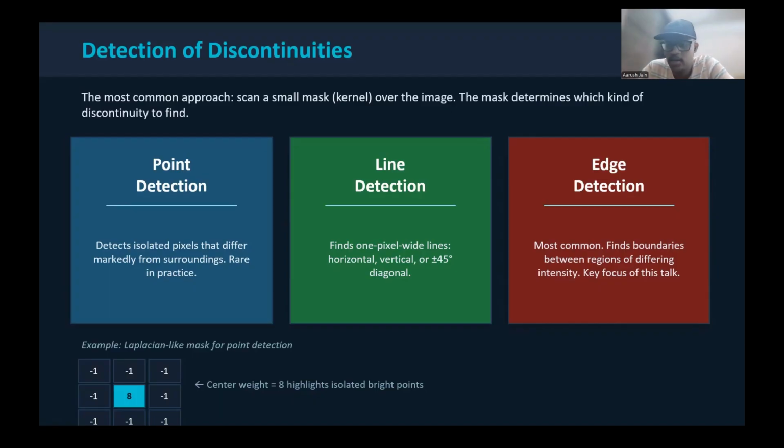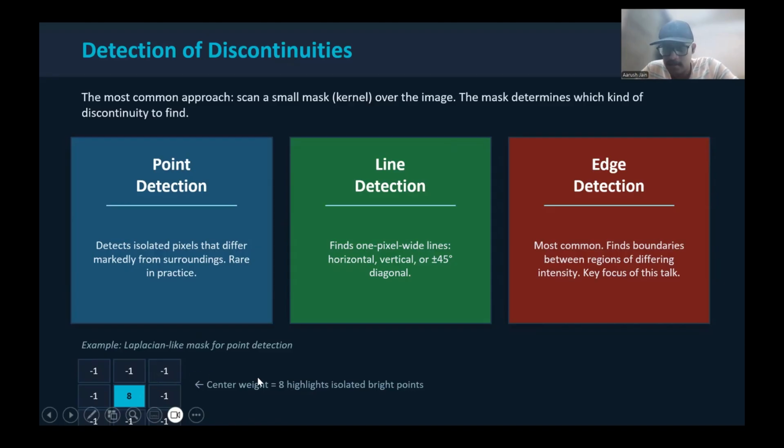Point detection is finding isolated pixels that differ significantly from their neighbors. This is one of the rarer cases in practice. Another is line detection, where we find one-pixel-wide lines in horizontal, vertical, or diagonal directions. Then there is edge detection, where we find the boundaries between regions of differing intensity, and it is by far the most common and most useful.